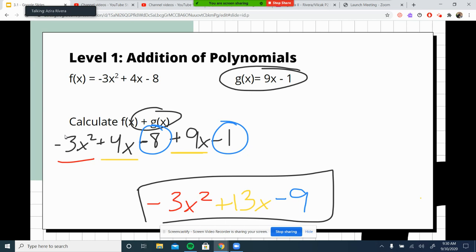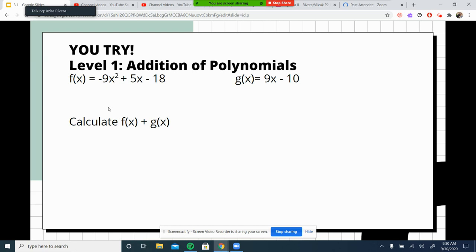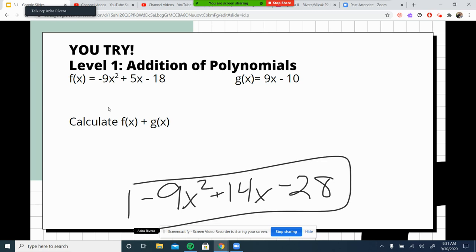So you guys are going to have a chance to redo this one. If you get confused, if you get stuck, if you have any questions, just pop back over to these examples and try to work through those. Go ahead and try this one out. So hopefully you ended up with negative 9x squared, positive 14x, and then negative 28 as your answer. Right, that's what we were looking for there.